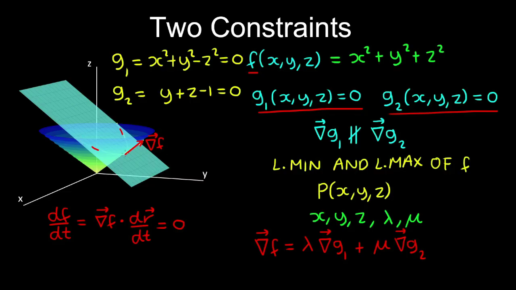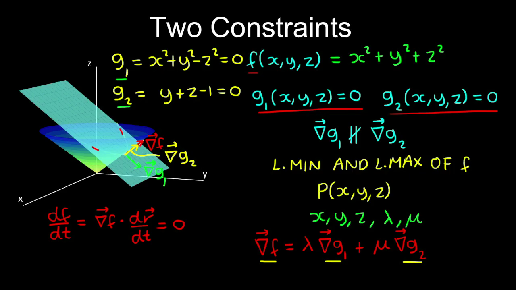And given that the curve lies in both surfaces, so it's on the cone and the plane, and given that g1 and g2 are the equations of level surfaces of these two functions of three variables, then the gradient of g1, the cone, is also perpendicular to the curve, as it lies in the surface of the cone. Similarly, the gradient of g2 is also normal to the curve, as the curve also lies in the surface of the plane. So therefore these gradients lie in the same plane, and the gradient of f is a linear combination of the gradients of the two constraint functions.